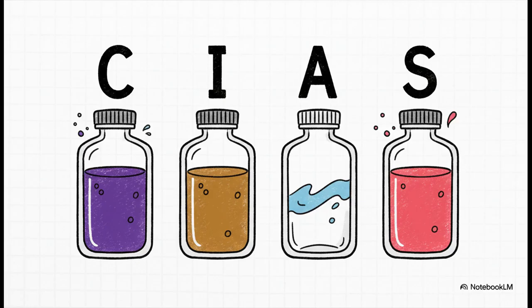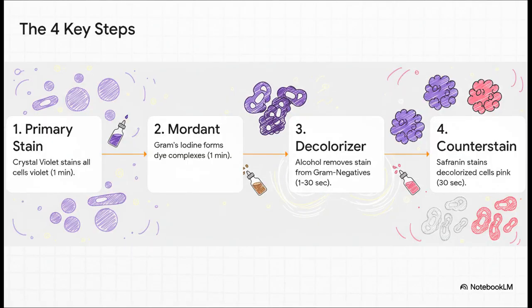CIAS. You gotta lock that one in. Getting these 4 steps right is everything. Step 1, you flood the slide with crystal violet for about a minute. Everything turns violet. Step 2, you add gram's iodine, the mordant, for another minute to lock in that color.